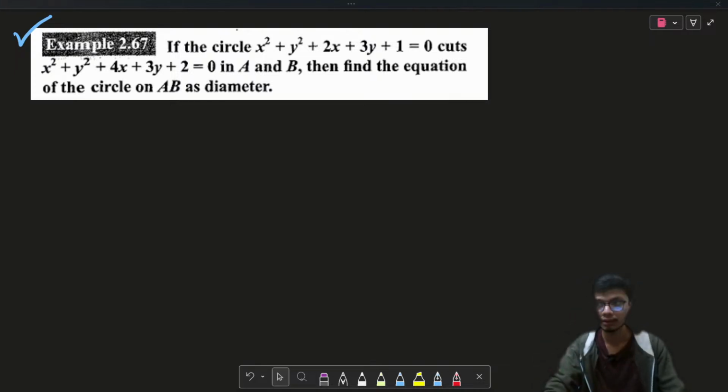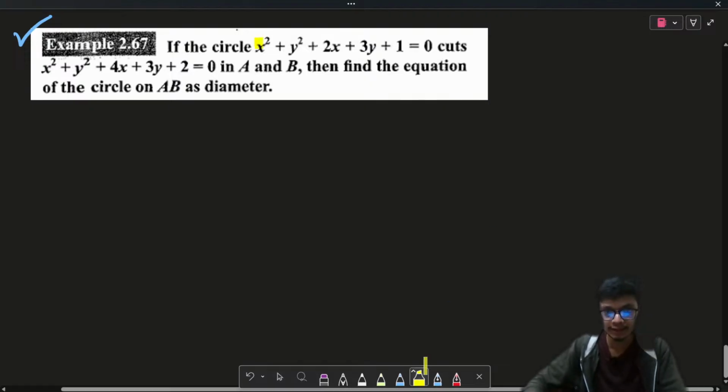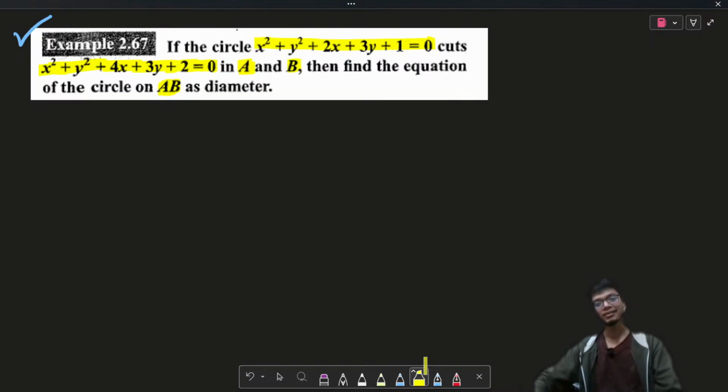Okay, so let us see what this question has to offer. If we look into the question, it says that if this equation is a circle, and this equation is also a circle, and they cut in two points A and B, then you have to find the equation of the circle whose diameter is AB. So it is again a question of family of circles. Now you must be wondering, how is this a question of family of circles?